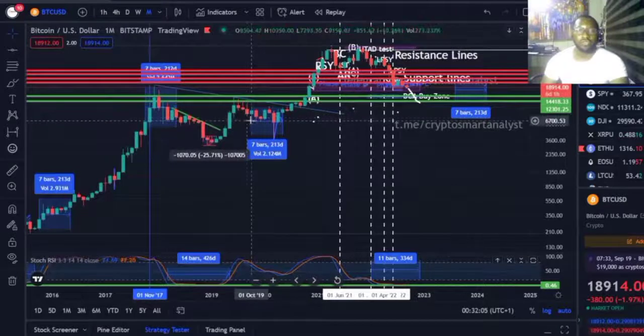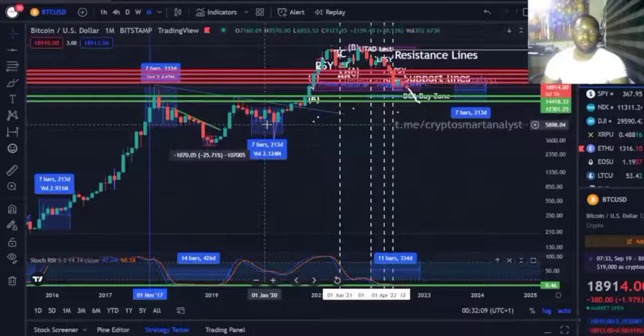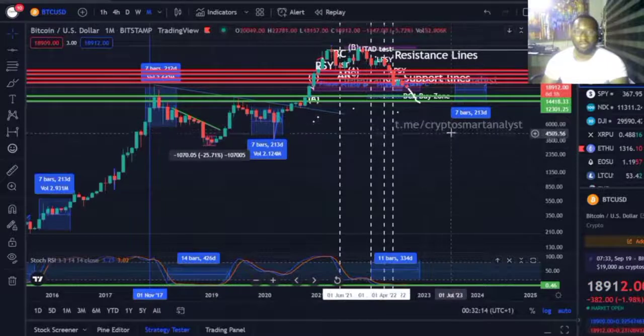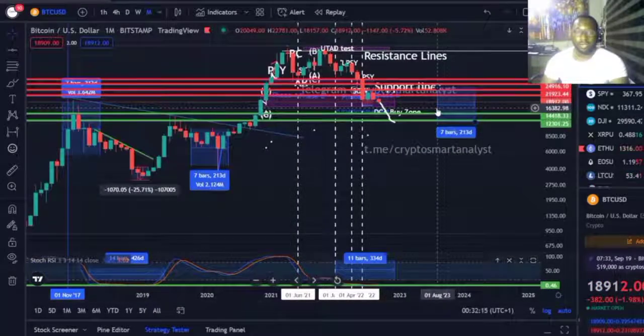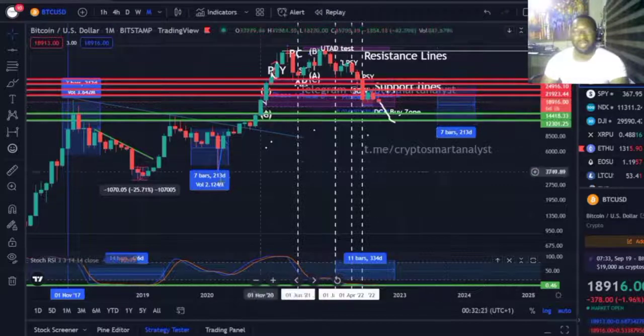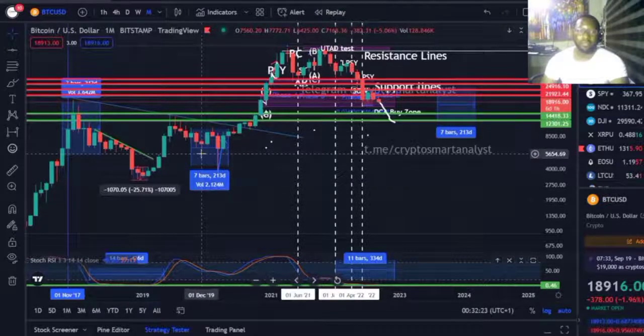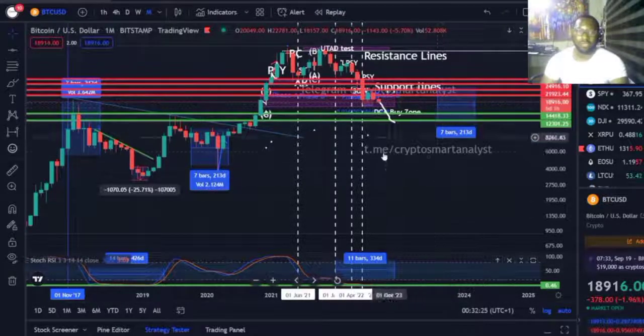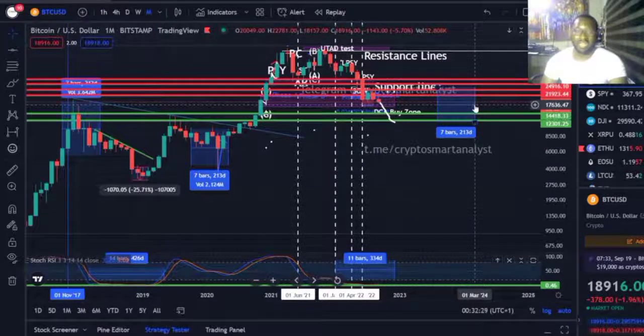Then in October 19 also, we had 213 days before the breakout. And right now, projecting this to be August, in August 23, 2023, right? We're supposed to have that major consolidation after the bottom. A major consolidation that triggers the bull market.